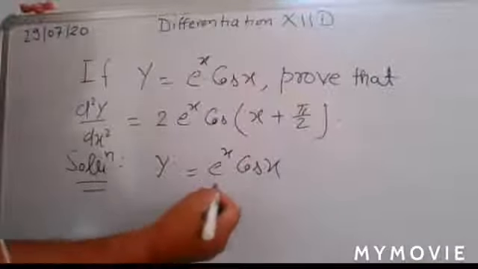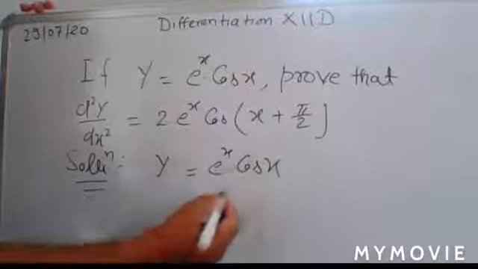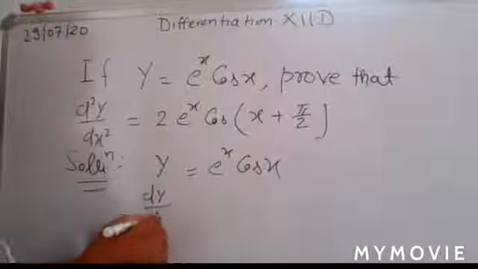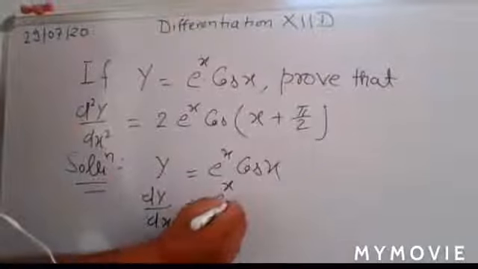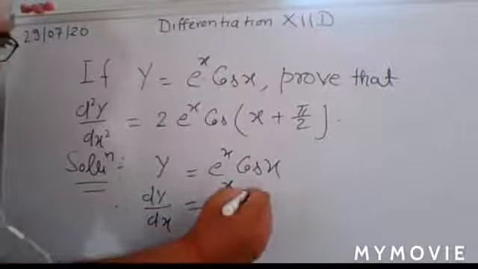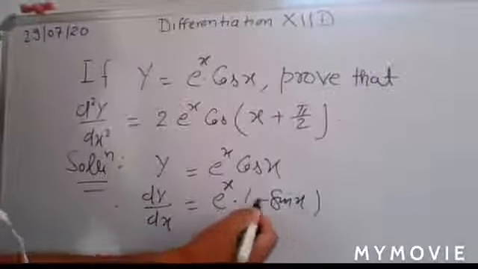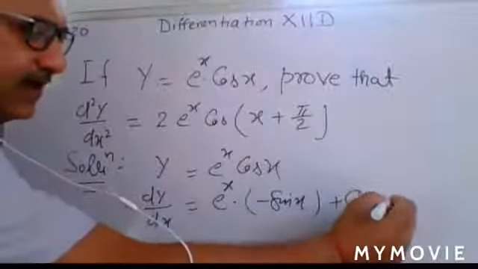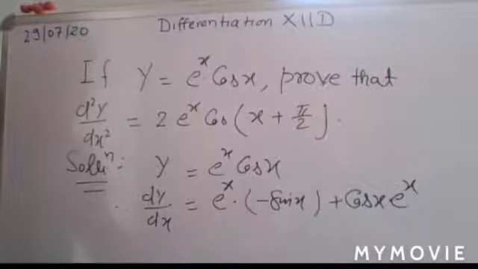Now you take its first derivative. Here your function is in the form of a product, so you apply the product rule. So dy by dx is equal to first function e to the power x into differentiation of second. The differentiation of cos x is minus sin x, so you write minus of sin x. Plus second function, cos x, into e to the power x. You write it in this way.